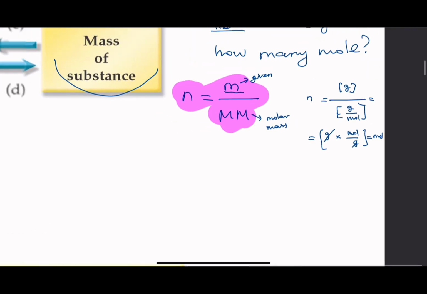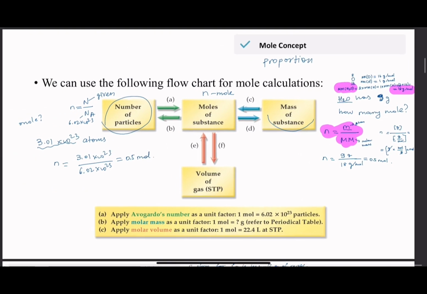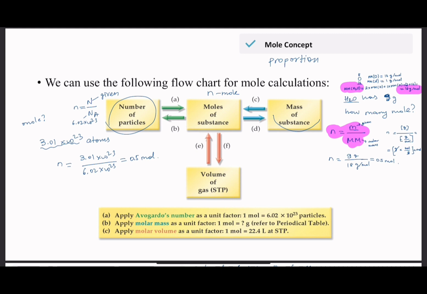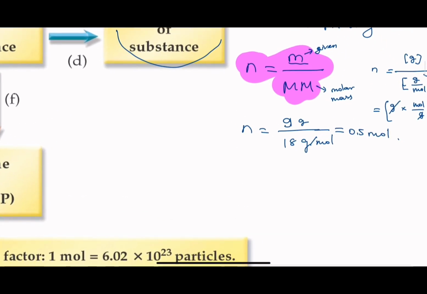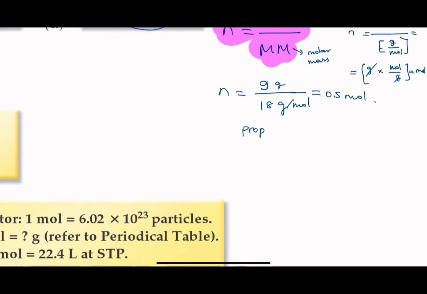So this will be n equals 9 gram divided by 18 gram per mole, and you're going to get the answer of 0.5 mole. Okay, so this is another way of finding it, but you can just use the proportion. So whichever way you like. I personally like using the formulas.